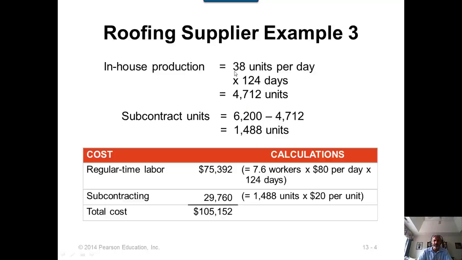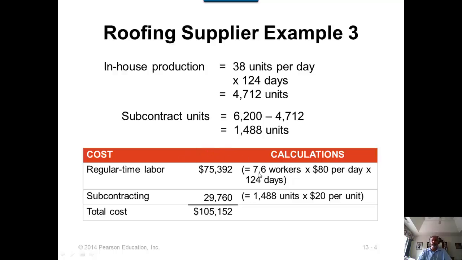So we're going to produce 38 units a day for 124 days. So that's the total number of units that we will be producing in-house. Remember, the total demand is 6,200. So the balance, which is 1488, will have to come from subcontracting. So here is the subcontracting cost, and to produce at the rate of 38 units a day, we need 7.6 workers, and then $80 a day and 124 days. This will give you the regular labor time.